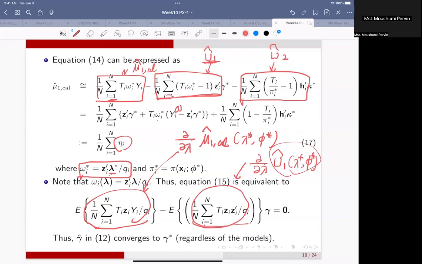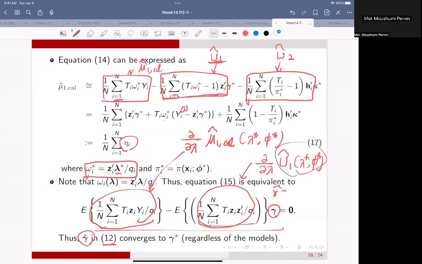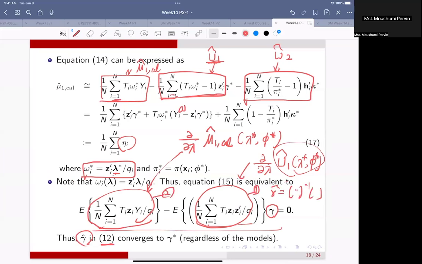And so the definition of gamma star is a solution to this equation. But gamma hat here, 612, so what is gamma hat? Gamma hat is just this guy, 1 and 2, right? So this guy is the inverse of this guy.